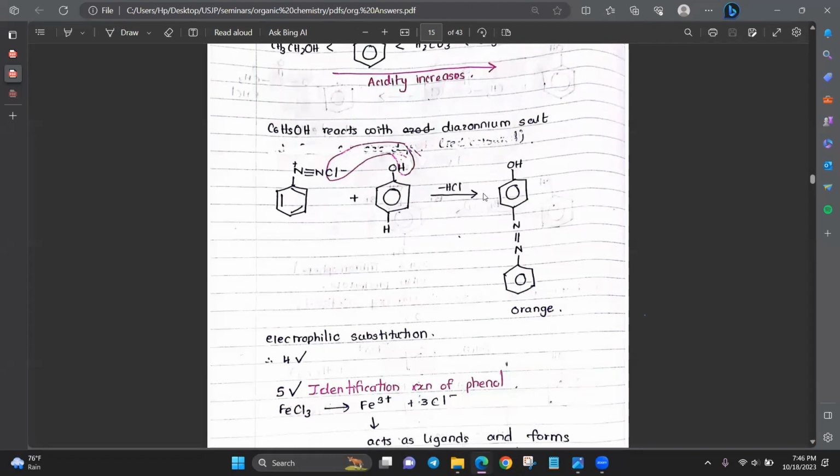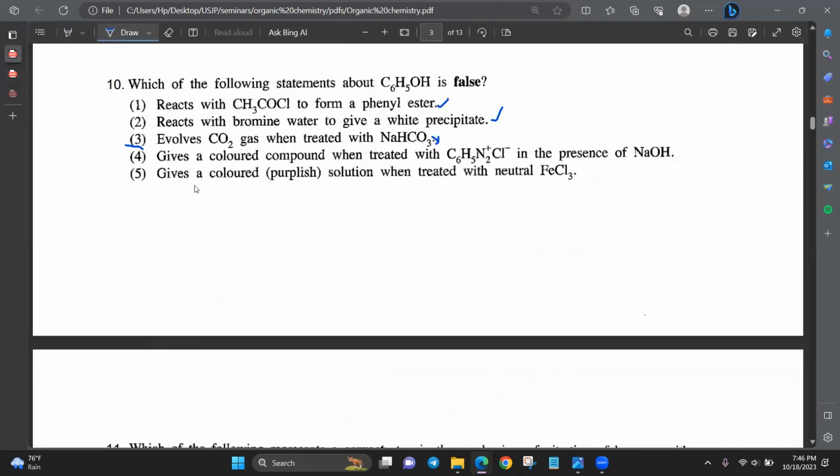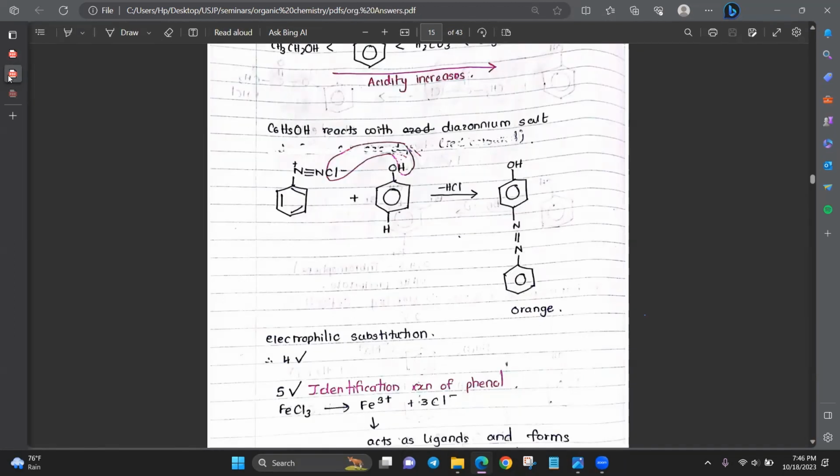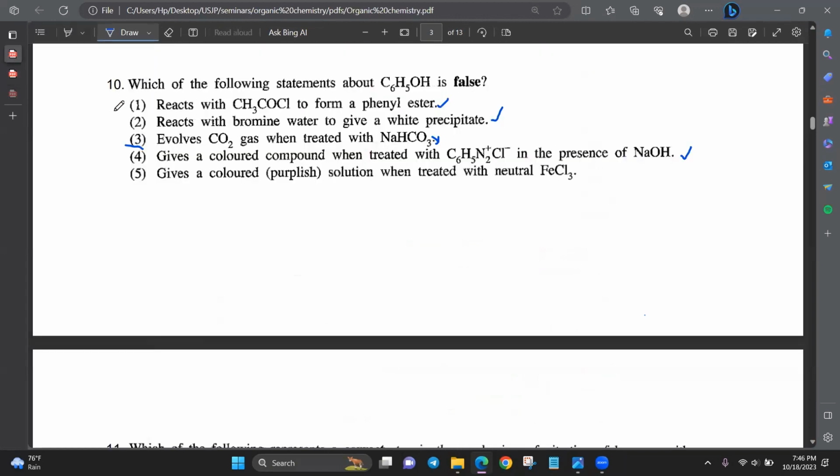Now this HCl will get released, and this diazonium molecule will get attached from this nitrogen to the para position of this phenol group, and it will form this compound. It is an orange colored compound. Therefore, the fourth statement is correct. It gives a colored compound when reacted in the presence of sodium hydroxide. It is a correct statement. Okay. Right.